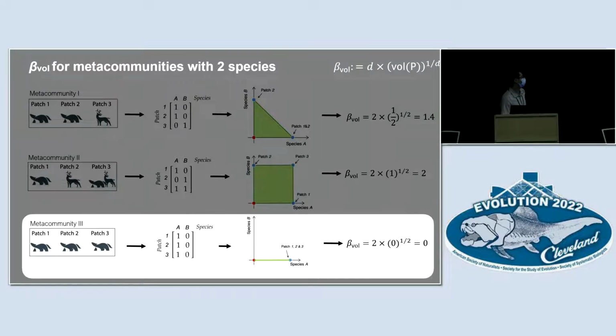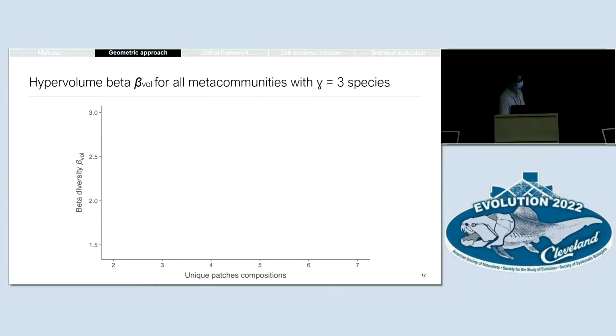And then for the case when all the patches have identical patch compositions, we would embed all these patches into the same point, where we would have no volume for this community. So there's no spatial variation, which also fulfills our design. Now the beta volume is equal to 0. And we can do this beyond this simple 2 species case.